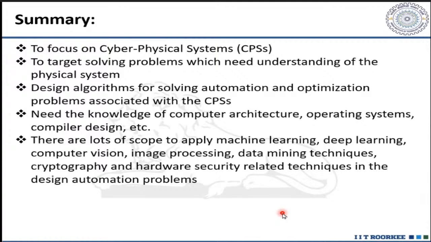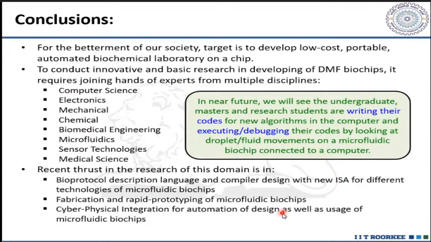Okay, and then security, cryptography and hardware security related issues are also important in the design automation problems. So it's an interdisciplinary topic: computer science, electronics, mechanical, chemical, and biomedical engineering, microfluidics, sensor technology, and medical science. All these are involved in this topic, but still a lot of research is required.